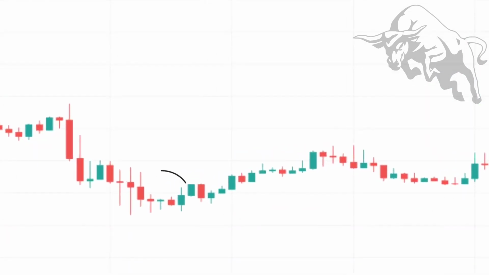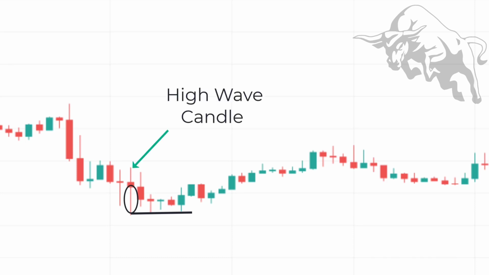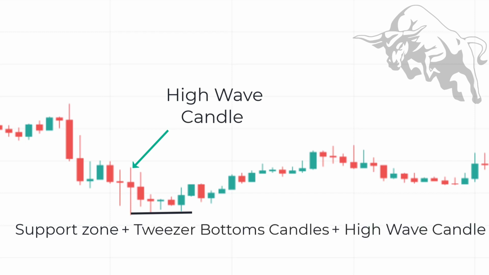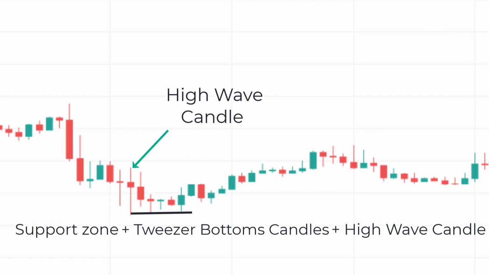And here is a tweezers bottom pattern. Notice how it formed at a strong support zone, where the price has made a strong bounce from in the past, while the candle of the pattern is a high wave candlestick. So, the support zone and the high wave candlestick act as supportive technical factors, which gives us a strong buy signal.